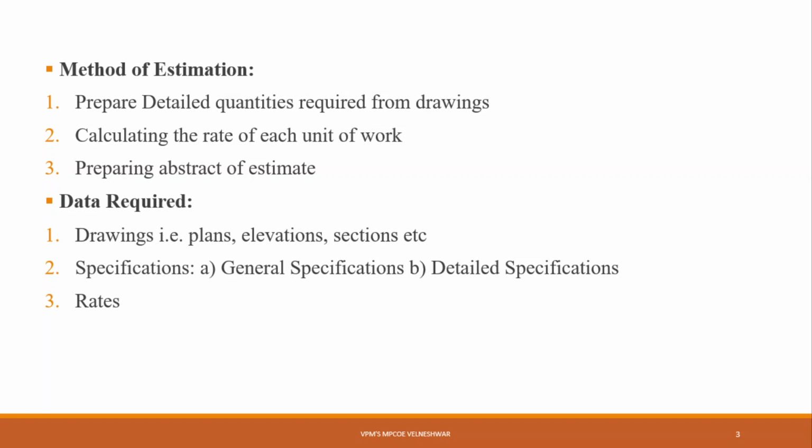Now the data required for doing the estimation. First one is your drawings, that is plans, elevations and sections. This is mandatory. Then second one is your specifications. In specifications there are general specification as well as detailed specification, and third one is your rates. We will see drawings, specifications, general and detailed specifications, and rates.